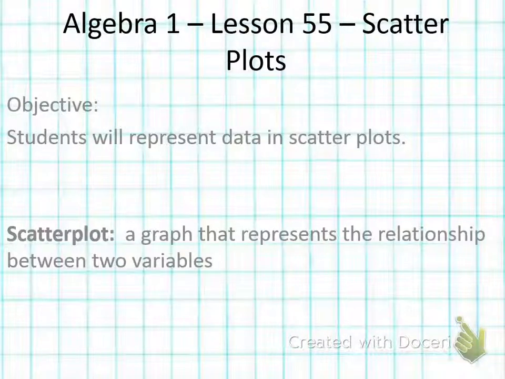Alright, this is lesson 55, scatter plots. Today we'll be using another statistical tool to give us a picture of what things look like, specifically between two different objects. Is there a relationship between two different objects, okay? And we use this in real life all the time.